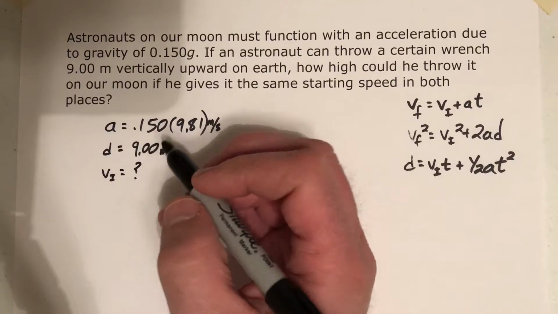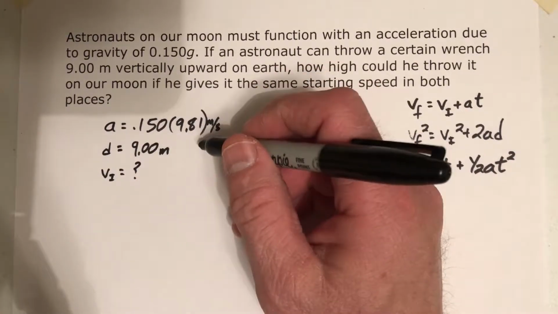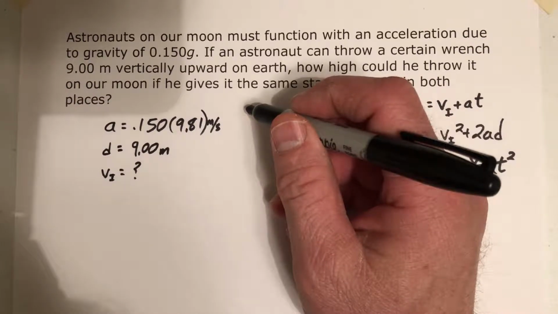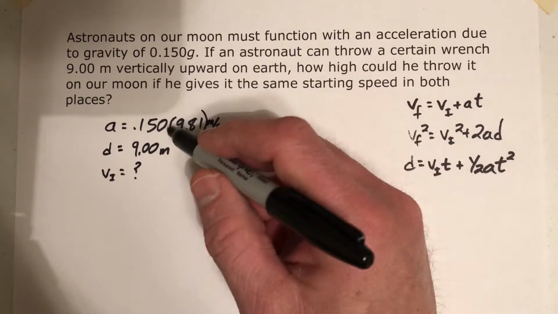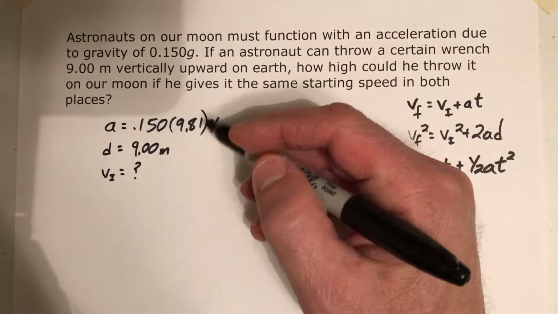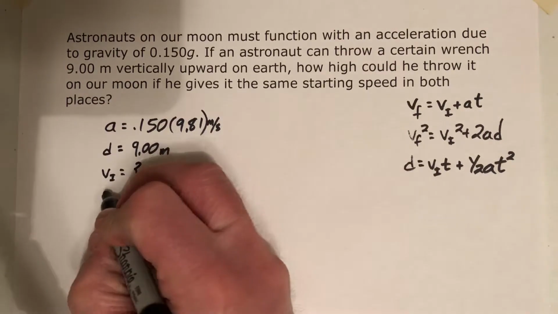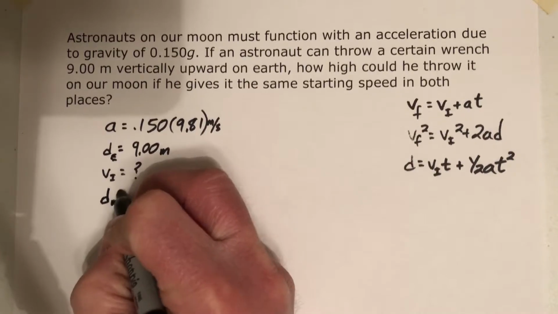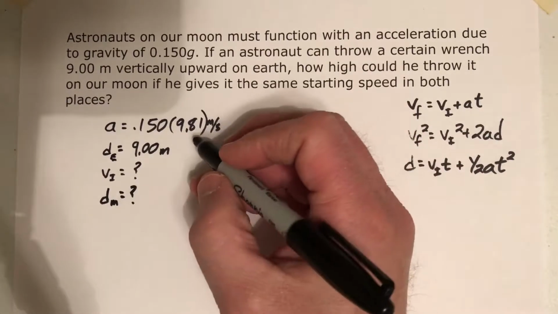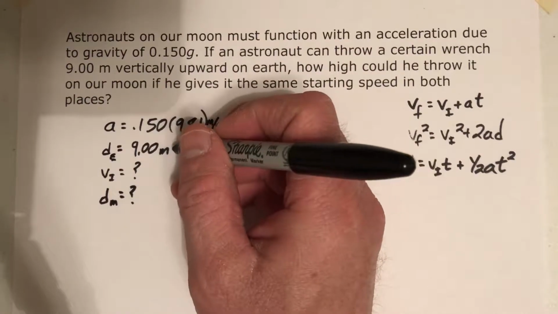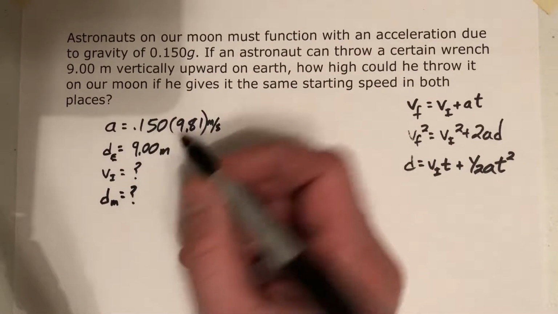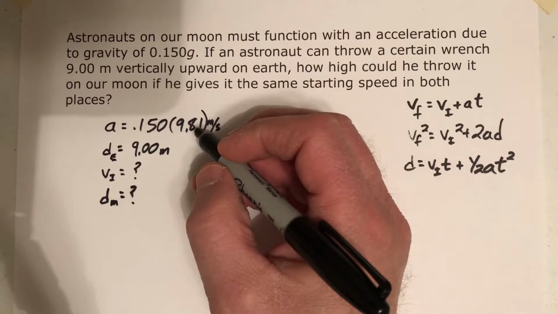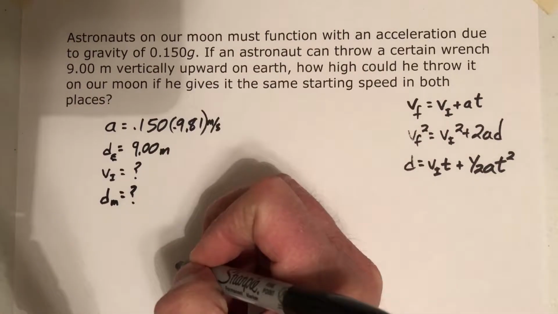So what we have is an astronaut throwing an object on the Earth, and then throwing the same object on the moon, which has much less gravity, seeing how high it can go. So this is our displacement on the Earth, and we're looking for the displacement on the moon. First off, let's look at acceleration. Acceleration on the moon is 0.150 times gravity. That's what the G stands for. And we're going to make gravity down, which would be negative, so that becomes a negative 9.8.